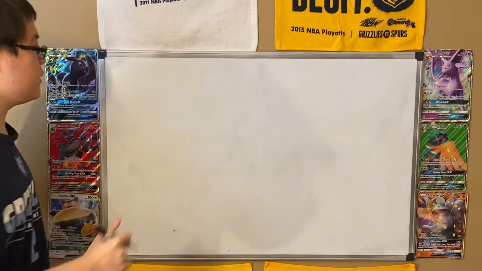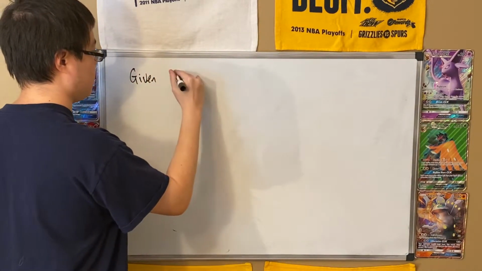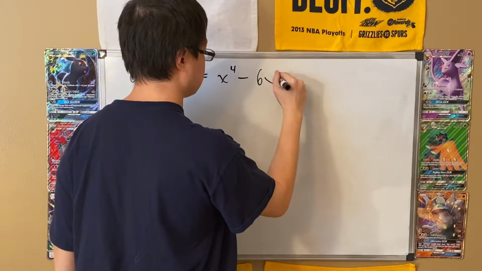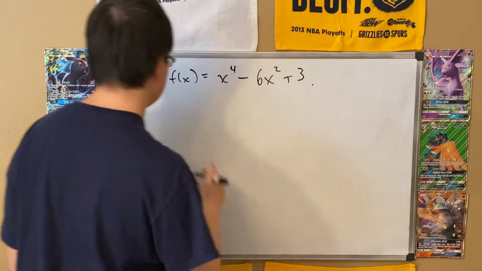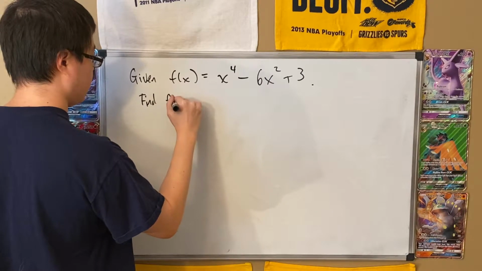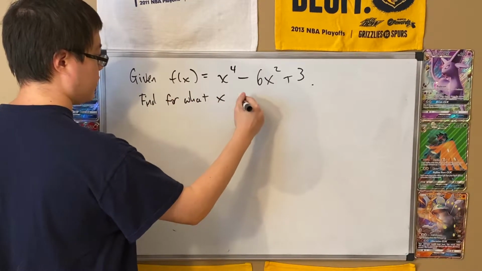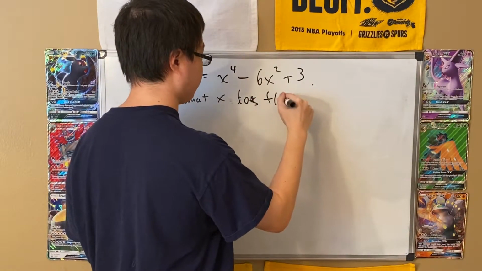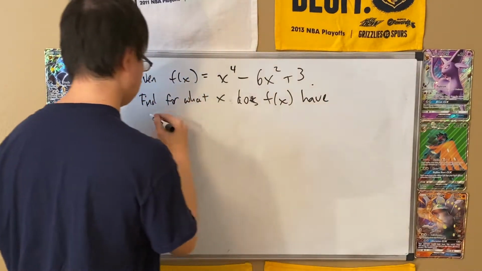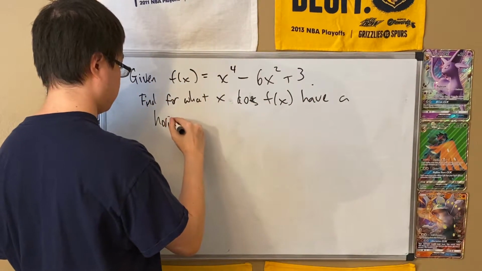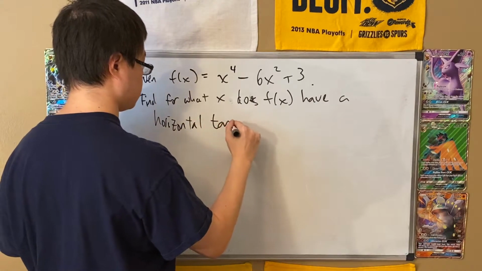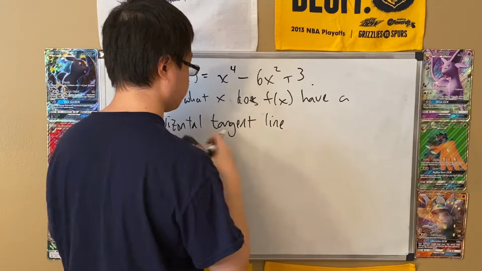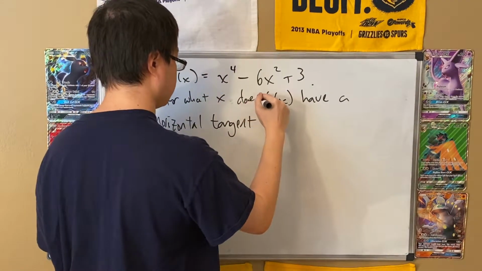So my next question is going to be, given that f of x is equal to x to the 4th minus 6x squared plus 3, find for what x does f of x have a horizontal tangent line. Horizontal tangent line. So this is a little bit confusing.